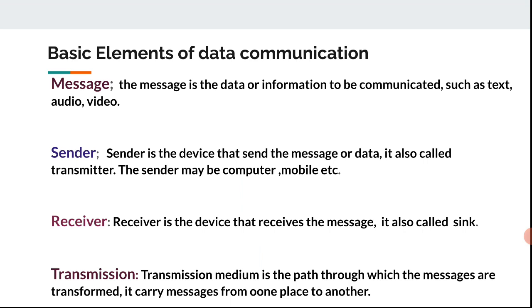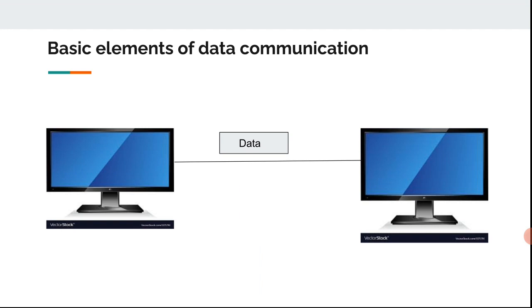The receiver is the device that receives the message, also called the sink. So Bob's computer is called the receiver. I am the sender and Bob is receiving my message. When somebody receives your message, they are called the receiver. We have the transmission medium, which is the path through which the message is carried from one place to another. So when my message is sent from one place to another, that is called transmission.